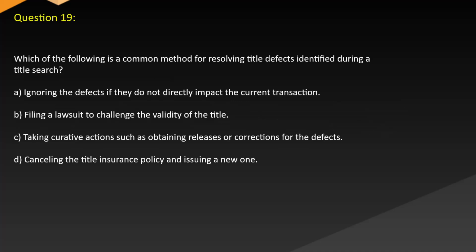Question 19. Which of the following is a common method for resolving title defects identified during a title search? A. Ignoring the defects if they do not directly impact the current transaction. B. Filing a lawsuit to challenge the validity of the title. C. Taking curative actions such as obtaining releases or corrections for the defects. D. Canceling the title insurance policy and issuing a new one.